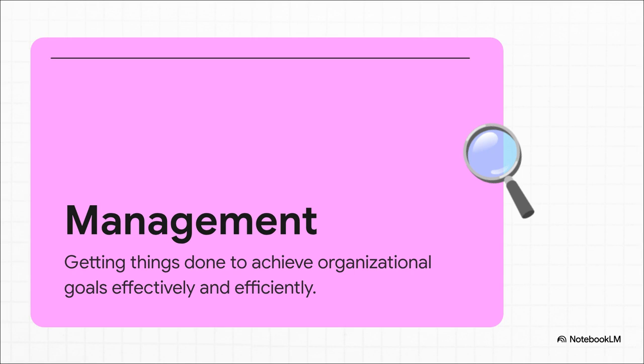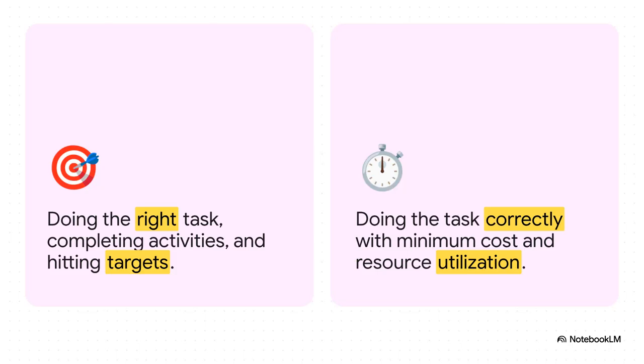Those aren't just synonyms people throw around. They are literally 2 sides of a very important coin. Here is the exact difference, and trust me, you are going to see this tested over and over. Effectiveness is all about doing the right task, completing activities, and actually hitting your targets, getting the job done. Efficiency, on the other hand, is about doing the task correctly with minimum cost and resource utilization. You have to achieve the goal without totally blowing the budget. Balancing both of these is what makes a manager great.